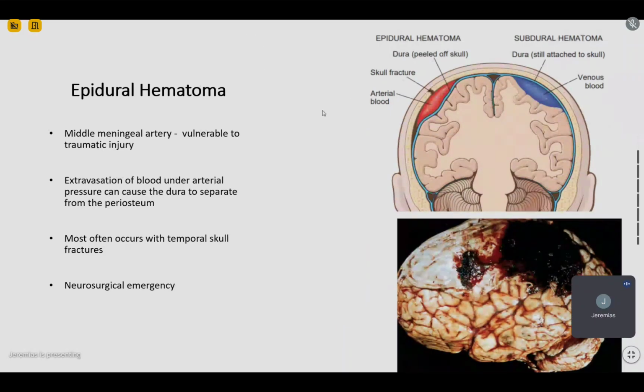Actually, makita na sa dire ang subdural in this picture, no? So in subdural, by the way, this is the gross picture of epidural. So naa siya dire sa ang hematoma, epidural hematoma, then we can still appreciate the dura mater here.